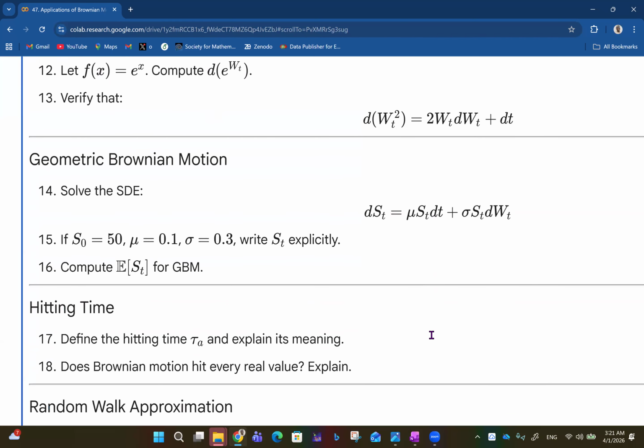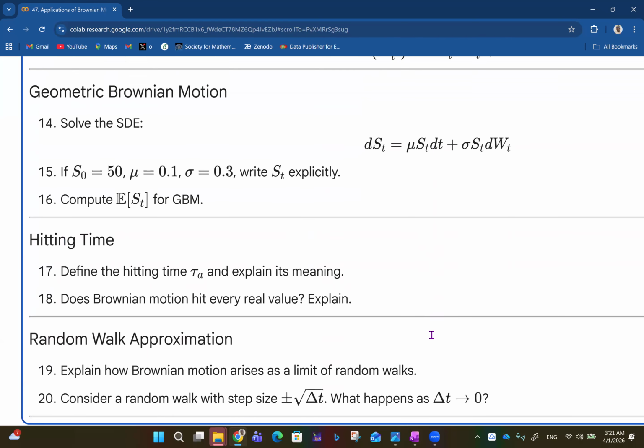Then geometric Brownian motion, which is what you have in finance. So solve this stochastic differential equation, S sub t equals this. If S naught is 50, mu is 0.1, and sigma is 0.3, write S sub t explicitly. Then compute E of S sub t for geometric Brownian motion. Then talking about hitting time, define the hitting time tau of A and explain its meaning, and so on.